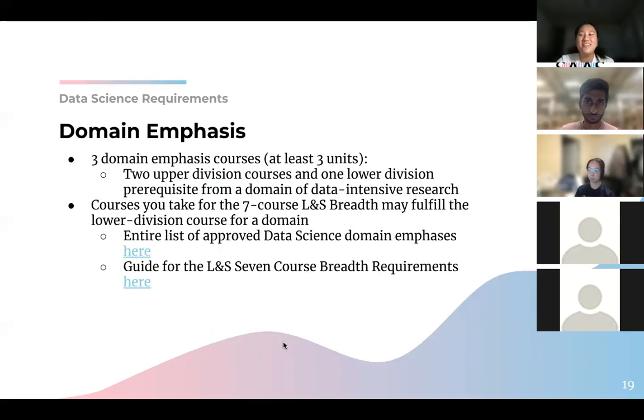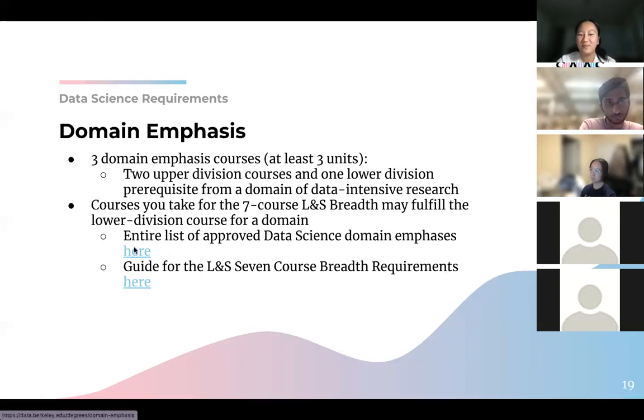Okay, and then the domain emphasis. So you will have to take 3 domain emphasis courses that are each at least 3 units. 2 of them will be upper division courses and at least 1 lower division course. That's like a prerequisite. Sometimes they'll actually have more than 1 lower division class that you have to take, the courses you take to qualify for the upper divs. But the courses that you take for the 7 course LNS breadth might actually fulfill the lower division course for a domain.